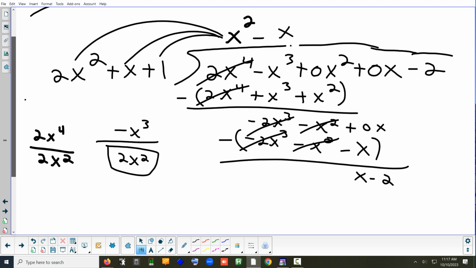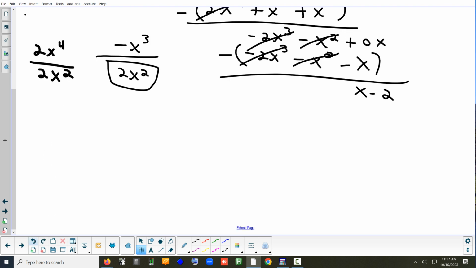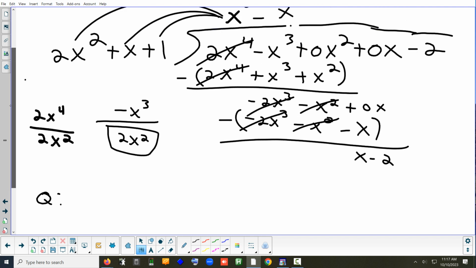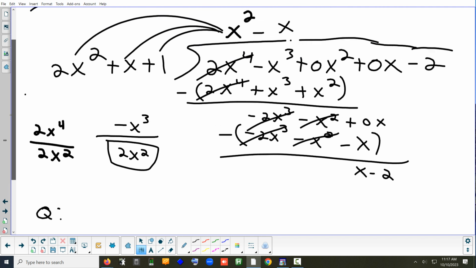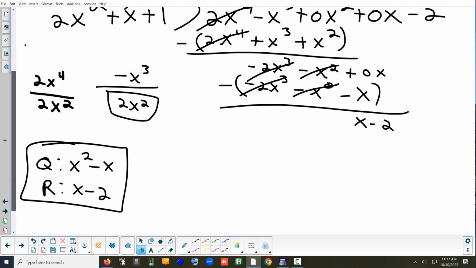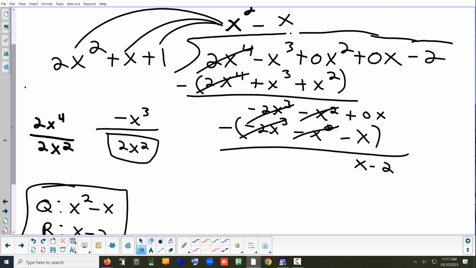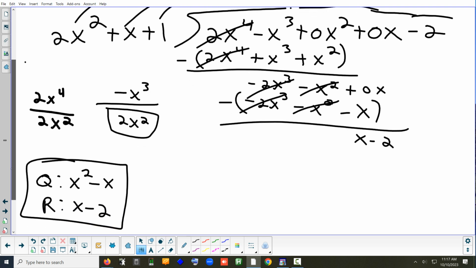All right. So what's my quotient? X squared minus x. And my remainder? Yep. X minus 2. Or you could write it as x squared minus x plus x minus 2 divided by 2x squared plus x plus 1. That's quotient plus remainder over denominator.